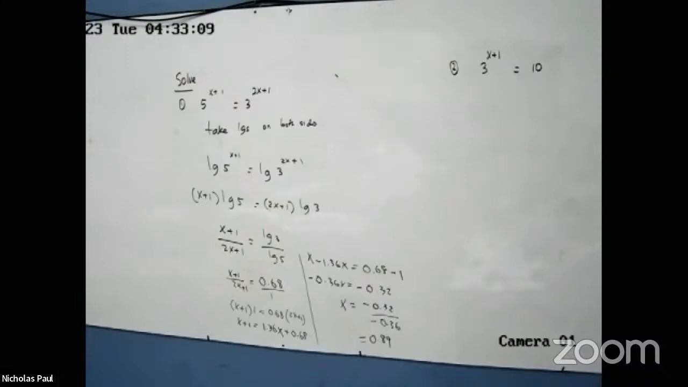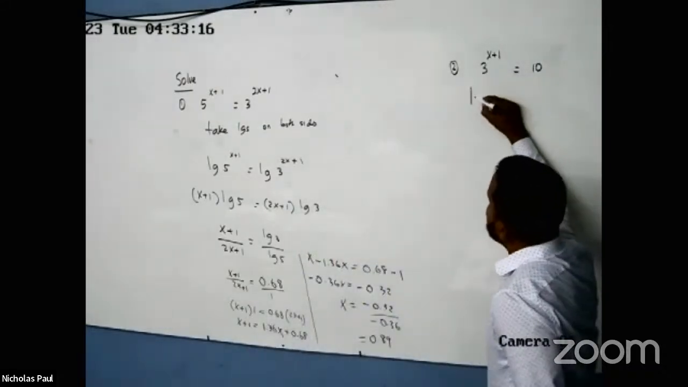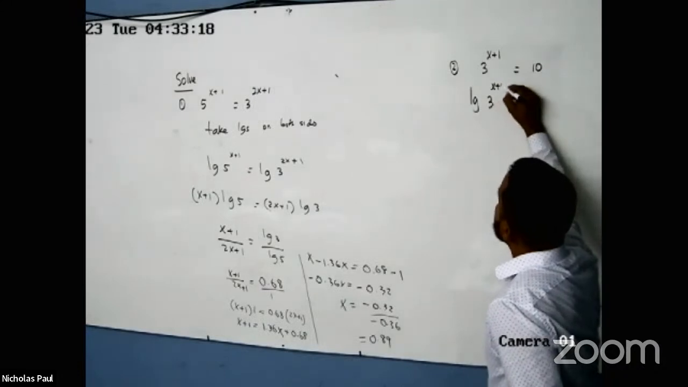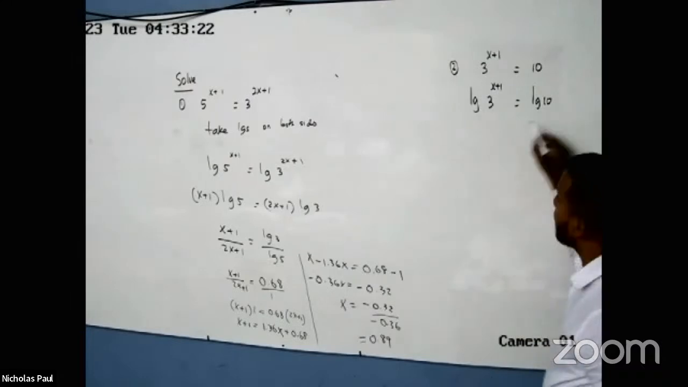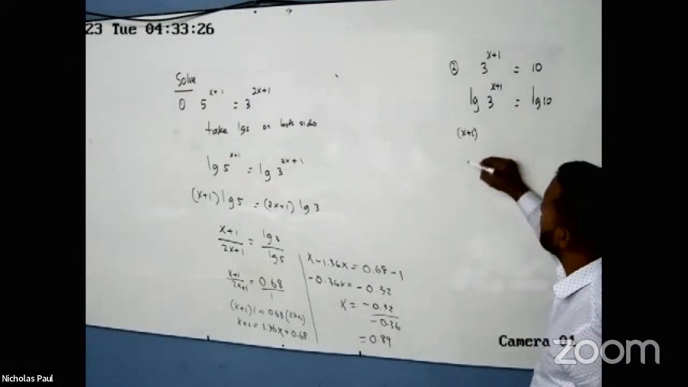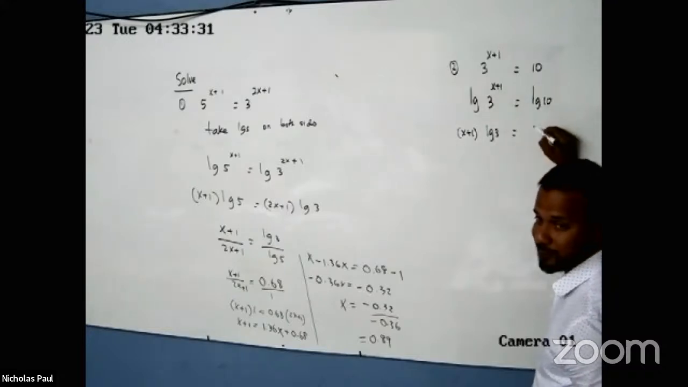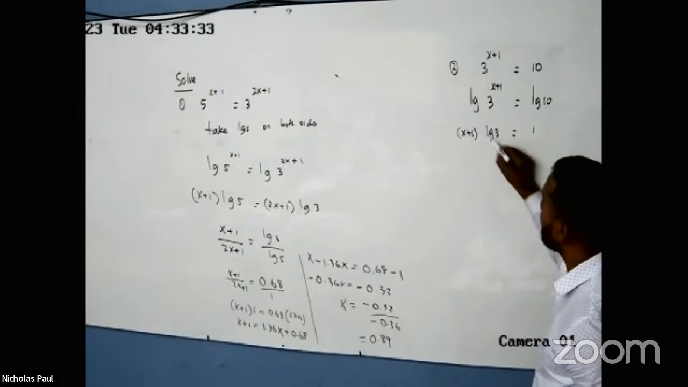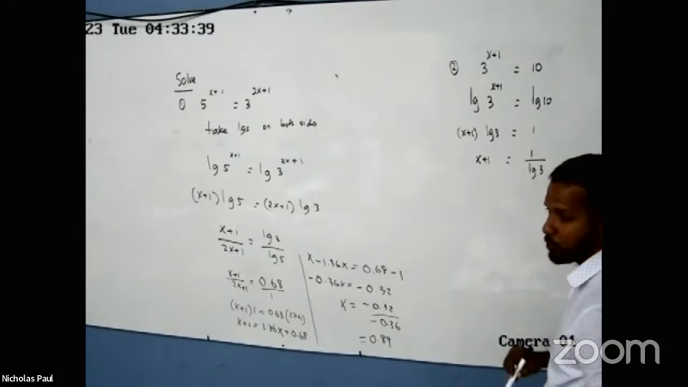All right, so let's see. Let's check this one out. So you take log on both sides, so you'll get log 3 to the x plus 1 is equal to log 10, right? We know log 10 is 1, and we can bring the power in front. So x plus 1 times log 3 is equal to log 10, which is 1. Carry the log 3 to the other side. x plus 1 is equal to 1 over log 3.